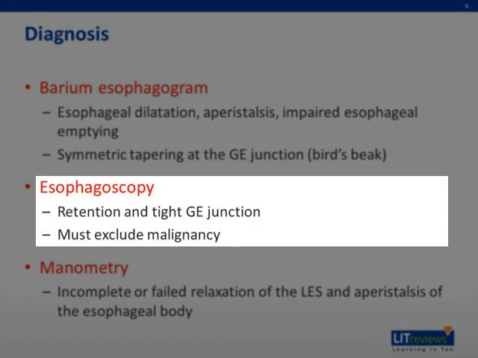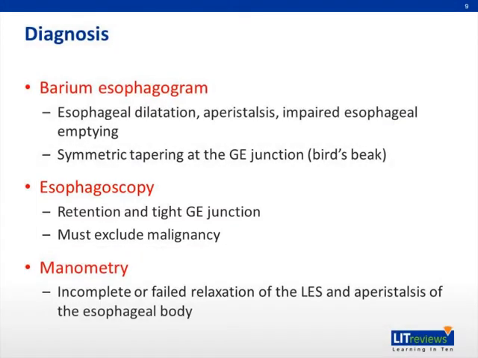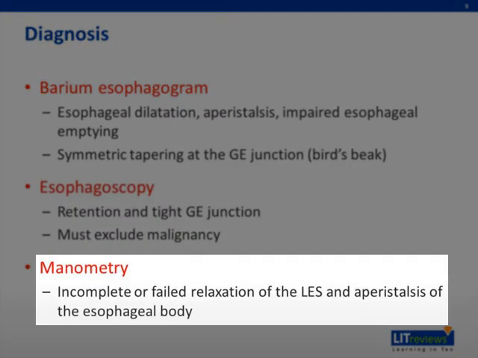The second test used to diagnose achalasia is esophagoscopy. This demonstrates retention and a tight gastroesophageal junction. This test must be performed to exclude malignancy in these patients. Lastly, esophageal manometry can be used, which will demonstrate incomplete or failed relaxation of the lower esophageal sphincter and aperistalsis of the esophageal body.